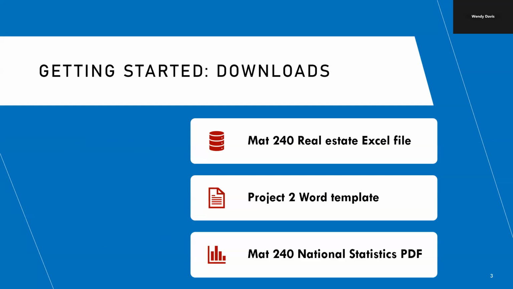You're going to download the real estate file. Now, I understand that we've had the real estate file before, but it's a little different because it's set up separated by region and tabs. Of course, our Word template from the guidelines and rubric, and then the national statistics PDF. All of those are in the learning module in Brightspace.